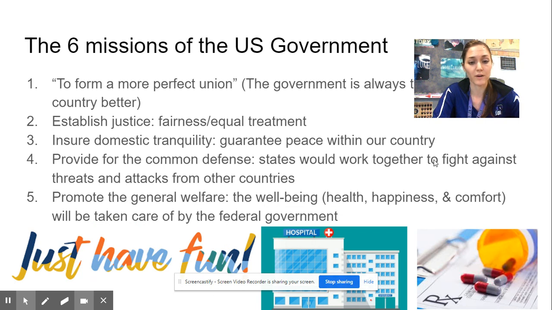Promote the general welfare. This means the well-being, health, happiness, and comfort will be taken care of by the federal government. That doesn't mean that their job is to make sure everyone is super comfortable sleeping on super Tempur-Pedic mattresses or anything. It just means that they are making sure that people have access to health care, either prescription drugs, doctors, so on and so forth. Happiness, that they are not infringing on anybody's happiness or right to happiness to achieve what they need in order to become happy, and comfort, that their basic needs are met or they have access to meet those basic needs. Go ahead and give the government an A, B, C, D, or F.